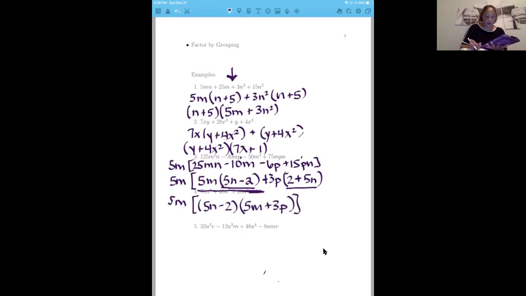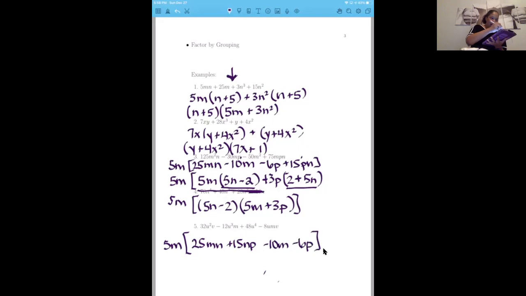Now, if you're not sure you did it right, again, all you have to do is multiply it out. So let's go ahead and do this one because this one was a little bit more complicated. So I'm going to FOIL. And if I FOIL, 5n times 5m gives me a 25mn. 5n times 3p gives me a plus 15np. And negative 2 times 5m gives me a negative 10m. And negative 2 times 3p gives me a negative 6p.